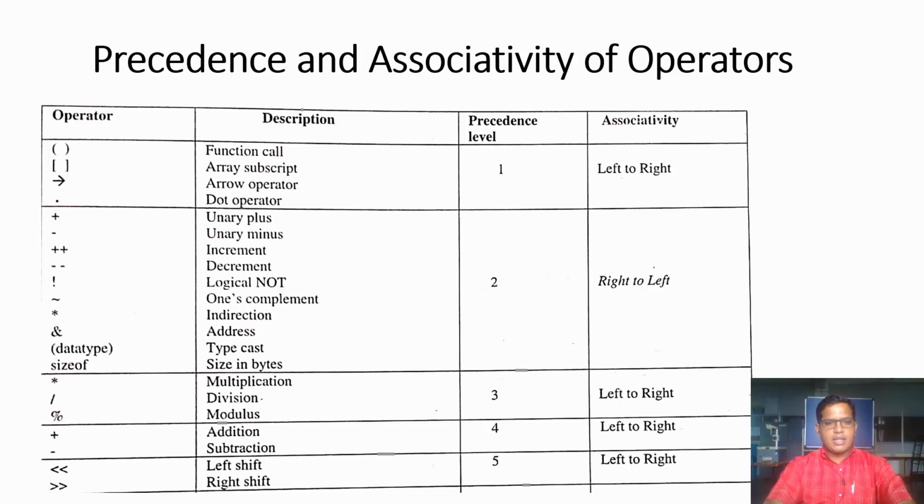The next precedence level is assigned to multiplication, division and modulus operators, followed by addition and subtraction, and all these operators are having left to right associativity. The fifth precedence level is there with left shift and right shift operators.